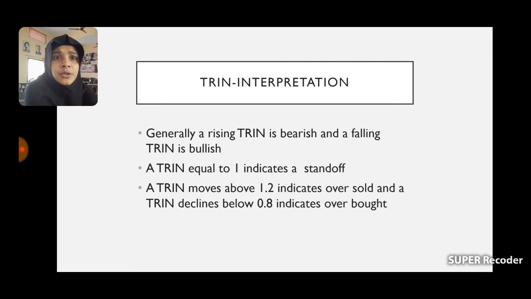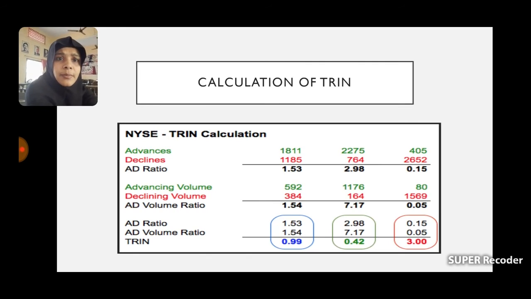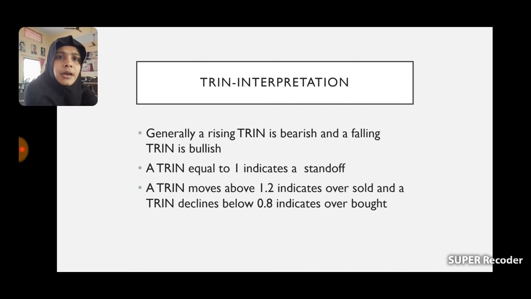A TRIN equal to 1 indicates a standoff. Here, in the first situation, TRIN is almost equal to 1. So here we can interpret a standoff situation. And when TRIN moves above 1.2, it indicates oversold, and when TRIN declines below 0.8, it indicates overbought.